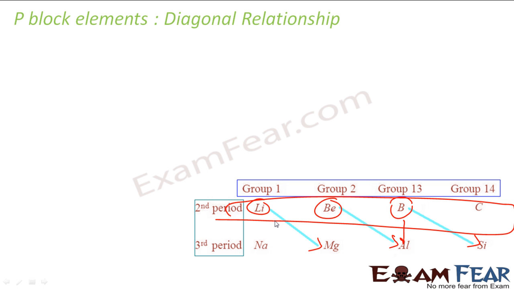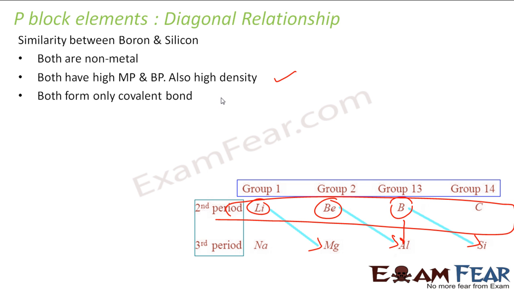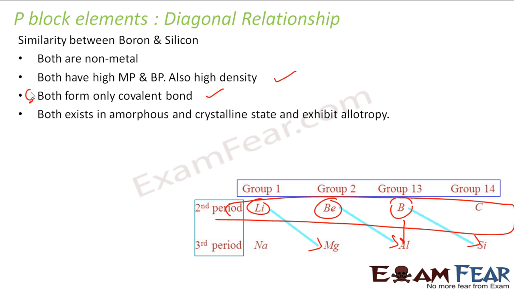So let's discuss the similarity between boron and silicon. The first is both are non-metals. The second is both have high melting and boiling points and also high density. Both form only covalent bonds. We'll discuss this more in the next few slides. Both exist in crystalline and amorphous states. We'll discuss more about this also. We'll talk about the boron and silicon states.